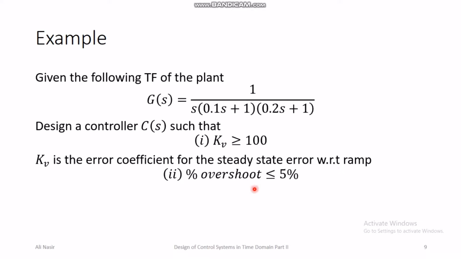And then we have another requirement for this system: the overshoot for the closed loop system should be less than or equal to 5%, the rise time should be less than or equal to 0.25 second, and the settling time should be less than or equal to 0.5 seconds. So these are the requirements for this system, and we need to design the controller for it.